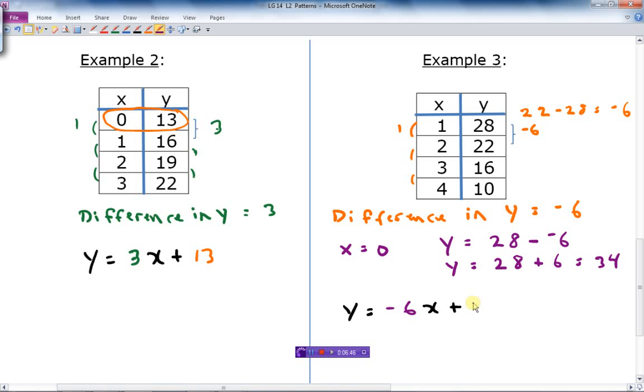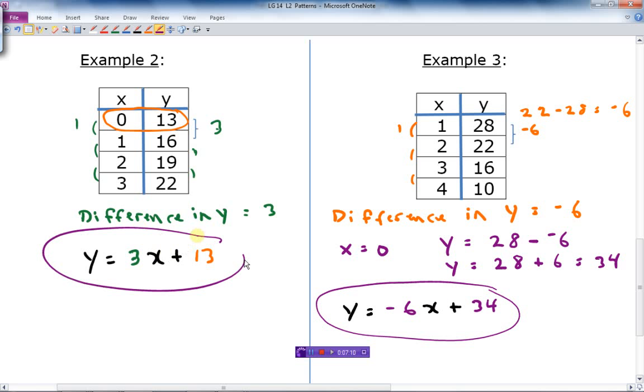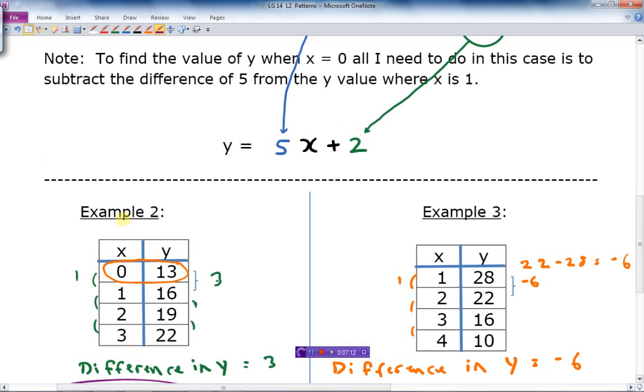Let's just test it out with our data. Put 1 in there. 1 times negative 6 is negative 6, plus 34 is 28. Good. For 2, negative 12 plus 34 is 22. Yep, this all works out perfectly with that data. It gives us the y values once you plug in those x's. And there we have the pattern written as an equation for each of those two examples, as well as the one above in example 1. I hope that helps a little bit.